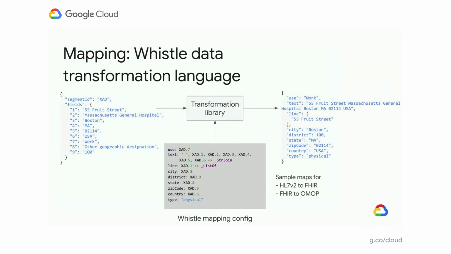We included sample maps for 2 different message types of HL7 version 2 mapped to FHIR, and we also included sample maps for mapping from FHIR to OMOP. And these are all available within our GitHub repo.